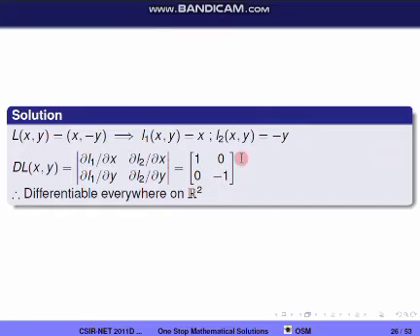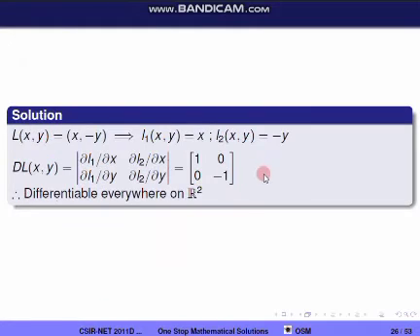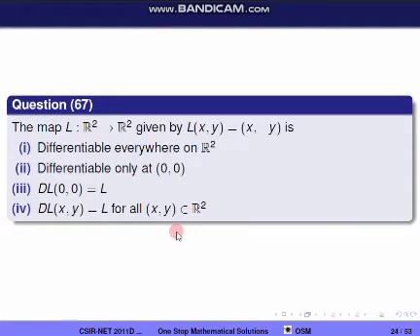So when we find the determinant, we are getting minus 1. So this is a finite number and it exists. Therefore, it is differentiable everywhere on R square. So we'll check the correct option. So the correct option is the first one. Also note that a derivative function is also always equal to the function. So here dL of (x, y) is equal to L for every (x, y) in R square. So option 4 is also correct.